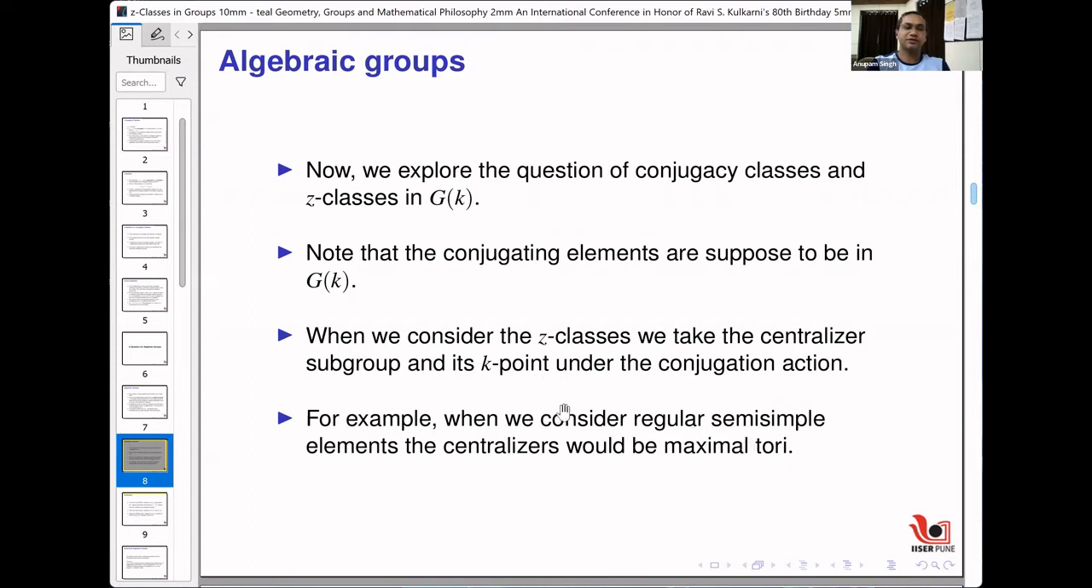So when we consider a regular semisimple element, the centralizer would turn out to be a maximal torus. If you've done a little bit of algebraic groups, you would know that over an algebraically closed field, these maximal tori are conjugate, for a reductive group. Whereas if I look over a smaller field, small k, maybe the rational field or a finite field, not all maximal tori are conjugate. So that's the idea here, to understand some of these concepts.